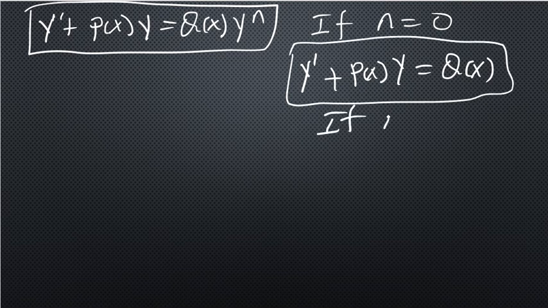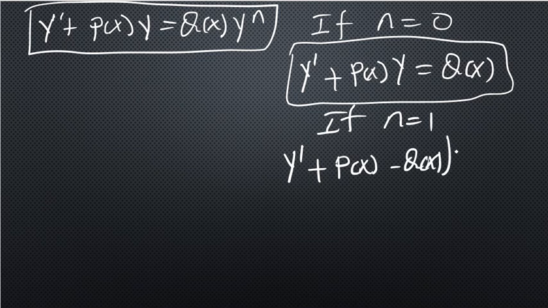But if n is equal to 1, again it can be written as a linear ordinary differential equation. It's going to be y derivative plus p of x y is equal to q of x y. We can write it as y derivative plus p of x minus q of x y equal to 0. If n is equal to 1, y to the power of n is y, so we collect the y terms and write y derivative plus the whole p of x minus q of x times y equal to 0.